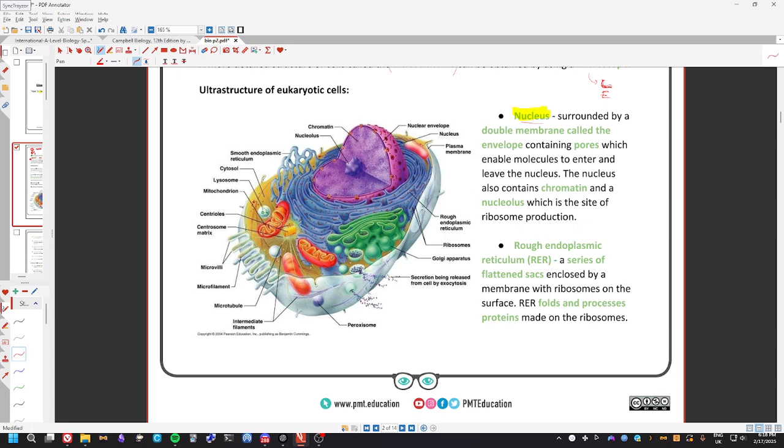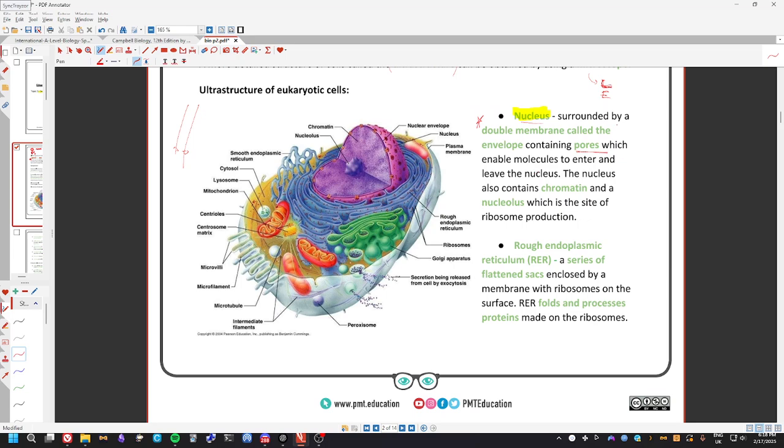What does it mean by a double membrane? Well, it's literally one membrane over here alongside another membrane over here. You've got two membranes. Why is that? Perhaps extra protection, whatever. That's maybe something you can look into. We can ask ChatGPT that later, maybe. So it can contain pores, which allow molecules to enter and leave the nucleus.